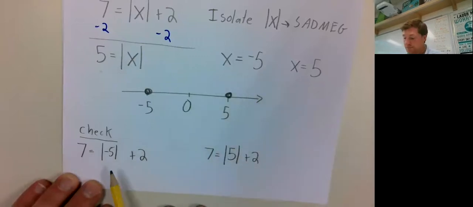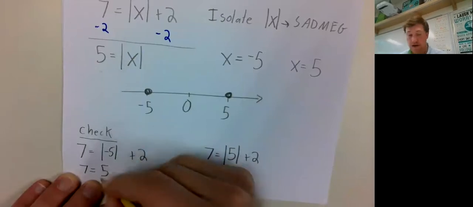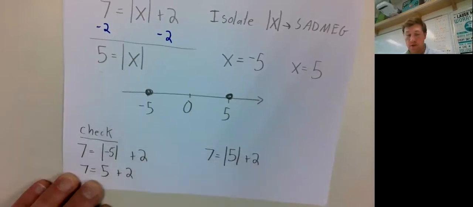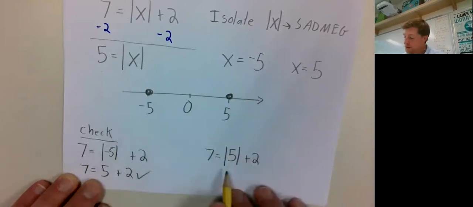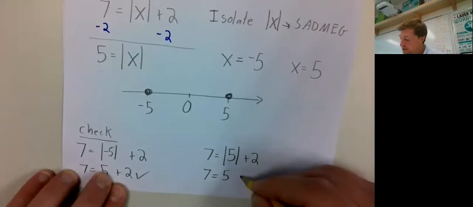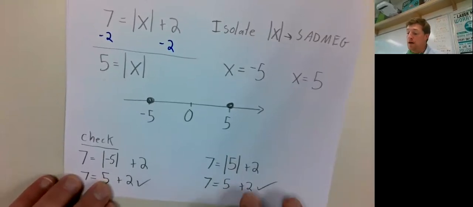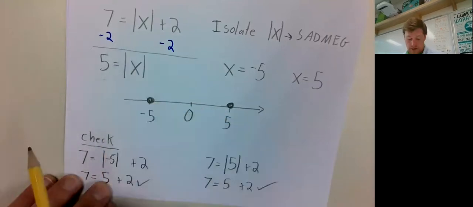Let's evaluate this. 7 equals, well, what's the absolute value of negative 5? Again, it's the number of steps to 0. So that's going to be positive 5 plus 2. 2 comes along. 5 plus 2 is 7. Check. Same thing over here. 7 equals, well, what's the absolute value of 5? If it's positive, it's just going to stay positive. Plus 2 is along for the ride. 5 plus 2 is 7. Check. So we were able to do our first problem there, solving for the value of x.